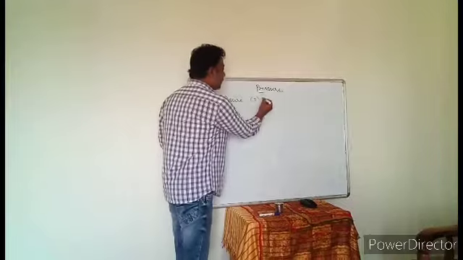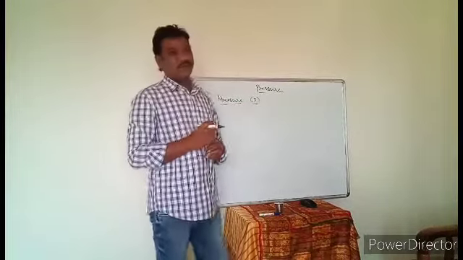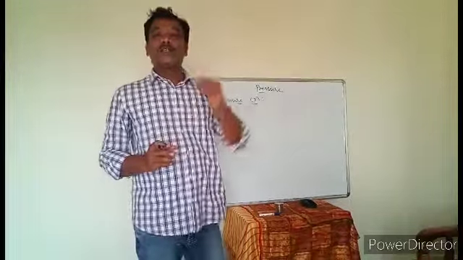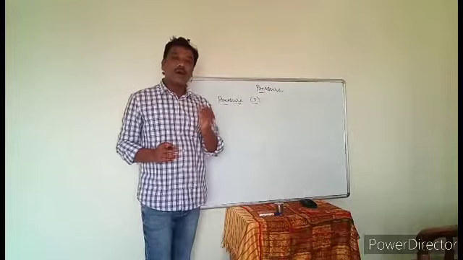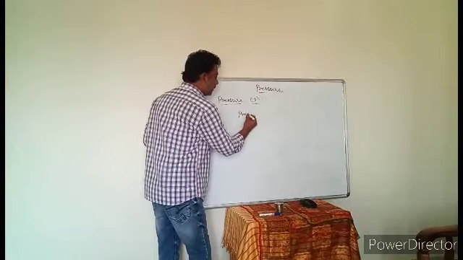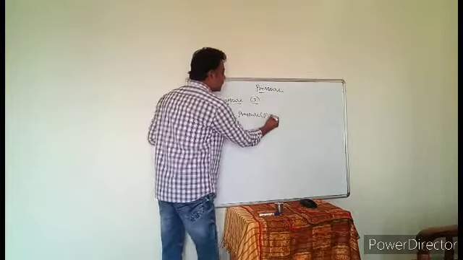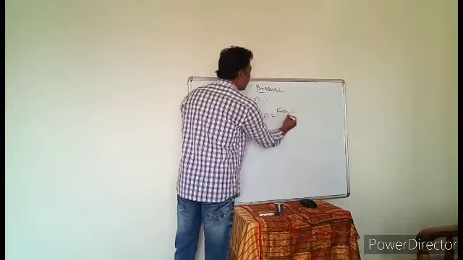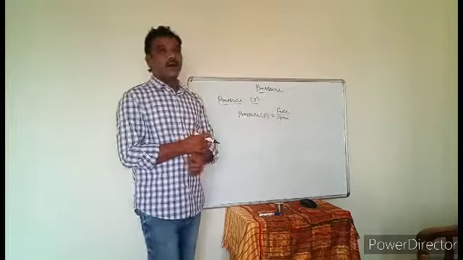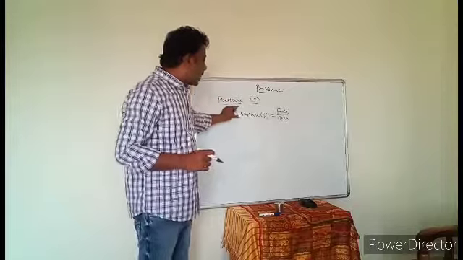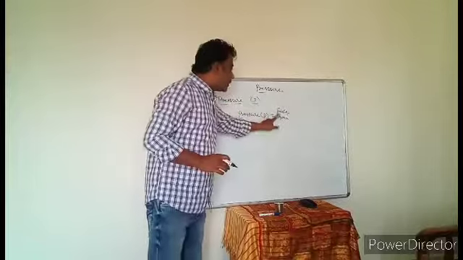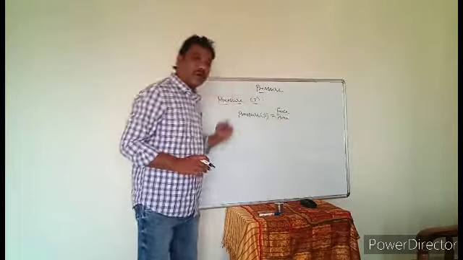Now we are trying to define pressure. Definition of pressure: pressure is the ratio between the force and the area of the object. We can write the formula: pressure P is equal to force per unit area. The force per unit area of an object is known as pressure.